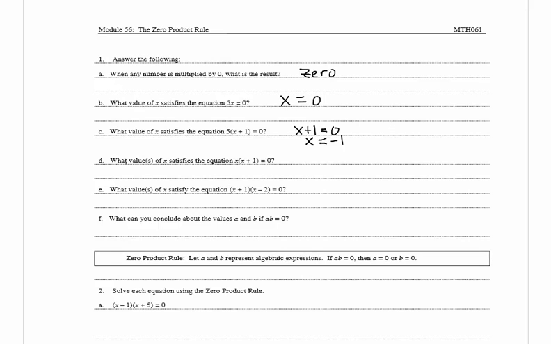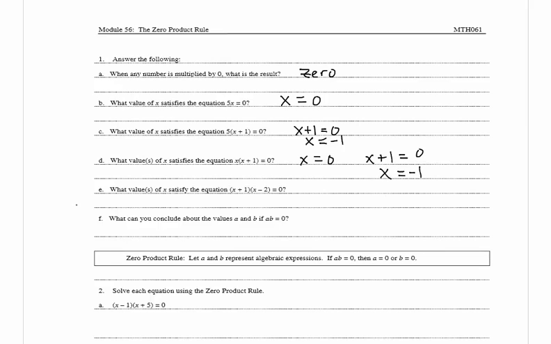In D, what value or values of x satisfy the equation x times (x plus 1) is equal to 0? And now, either x can equal 0 or x plus 1 can equal 0. So the equation is 0 if x is equal to 0 or if x is equal to negative 1.